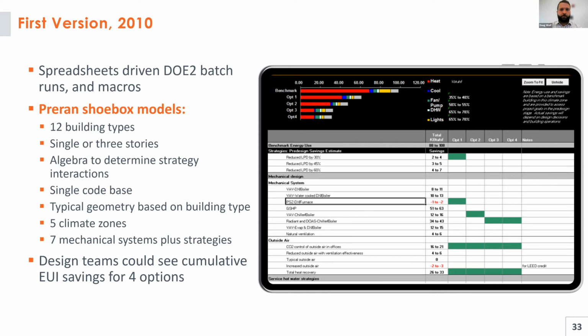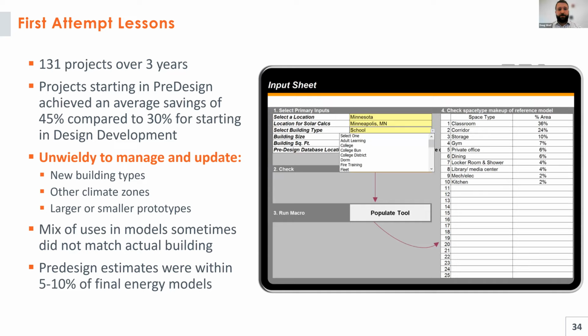We did 131 projects over 3 years with this tool. It was a success in that these projects that started early on, went through this goal setting exercise, were able to average savings of 45% compared to just 30% for projects starting during design. But the tool itself was unwieldy to manage and update. We were always on the lookout for new building types, expanding to other climate zones, different prototype sizes. It made for a real challenge.